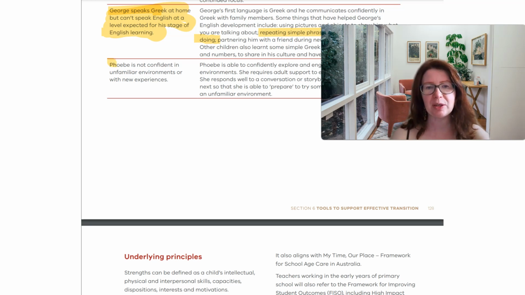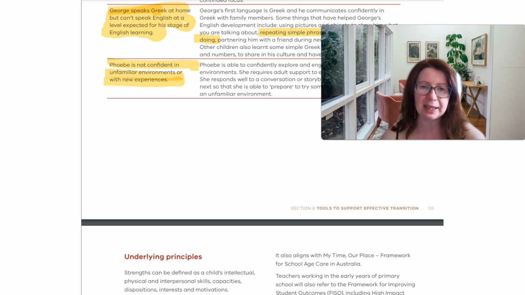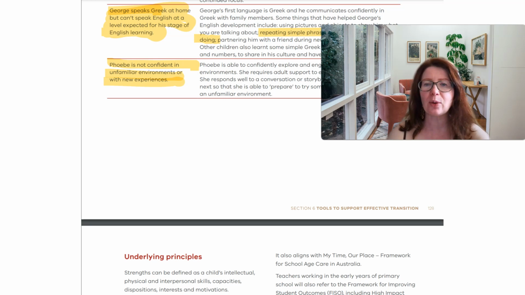So the next one is Phoebe. Phoebe is not confident in unfamiliar environments or with new experiences. So here we have a better version of it, which is strengths-based. Phoebe is able to confidently explore and engage with familiar environments. She requires adult support to explore new environments. She responds well to a conversation or storybook about where or what's next, so that she's able to prepare to try something new or to experience an unfamiliar environment.